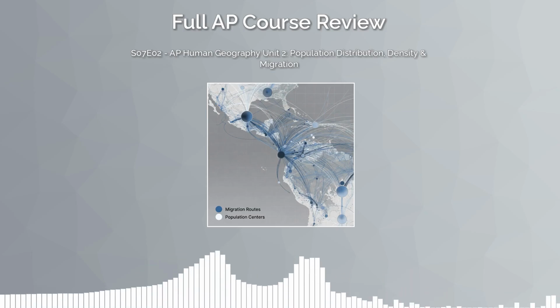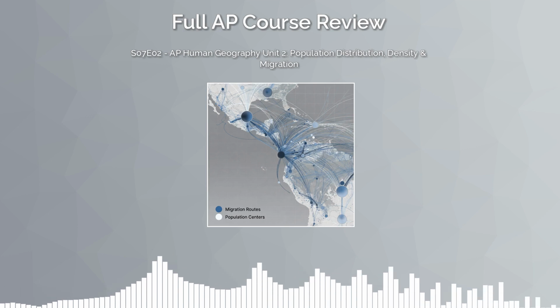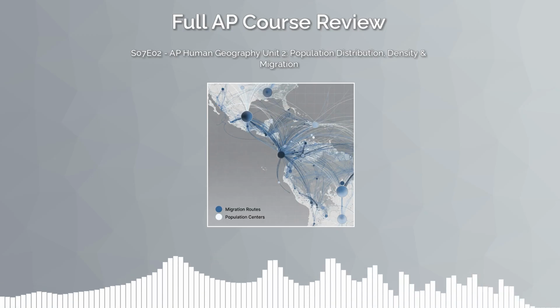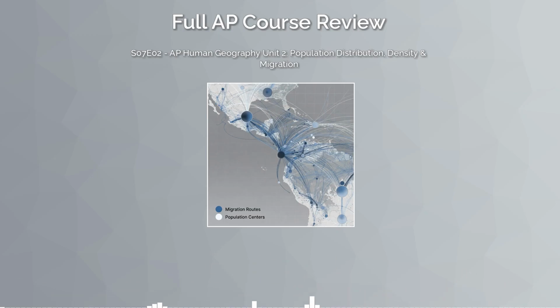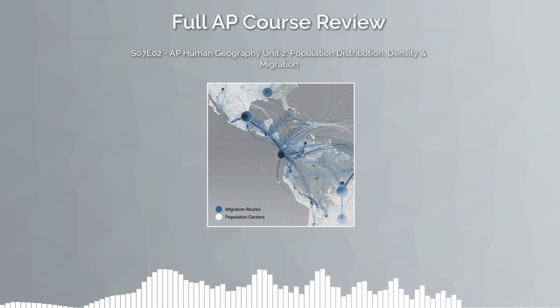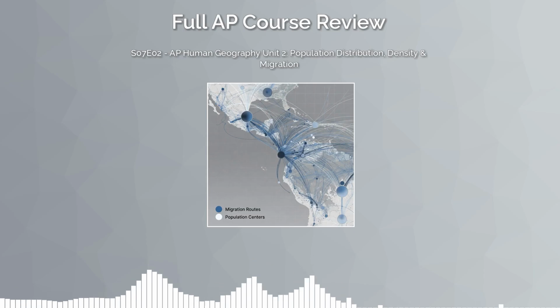The reason geographers love this tool is that it compresses an enormous amount of demographic information into one elegant visual. In about 10 seconds of looking at a pyramid, you can infer a country's birth rate, death rate, life expectancy, dependency burden, and even its political and economic history. That's a powerful skill, and the AP exam absolutely tests whether you can do exactly that.